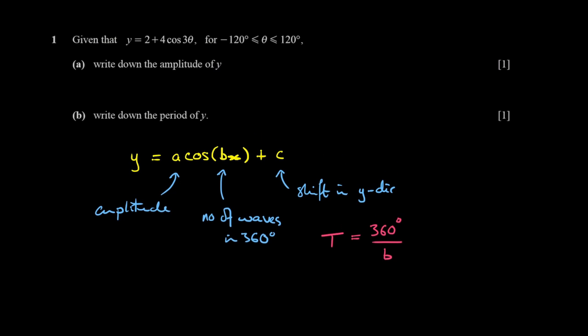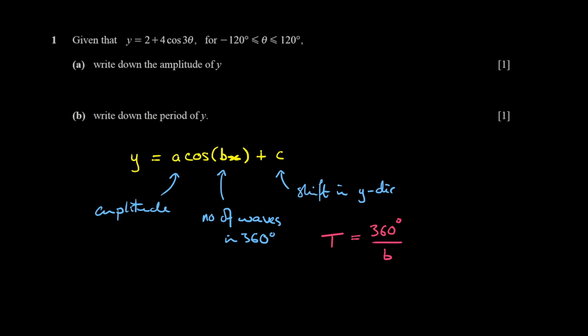Let's just apply it to this question. Here we've got 2 plus 4 cos 3 theta. So what's our c? Our c is 2, isn't it? So our shift in the y direction is 2. So we're going to be centered along the line y equals 2. What's our b? Our b is 3. And so that means that the period is going to be 360 divided by 3. And what's our a? Our a is 4, so our amplitude is 4.